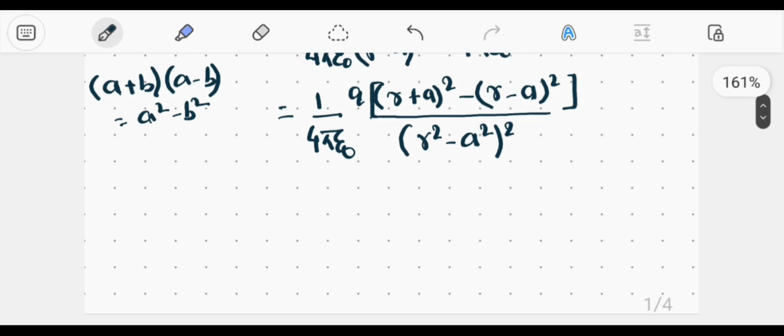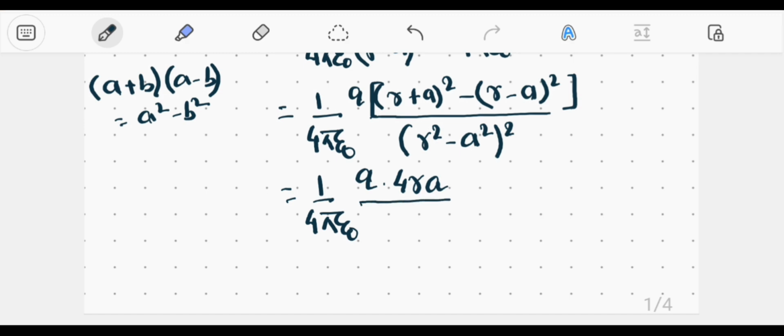If we move further, we will again find 1 by 4 pi epsilon naught Q. If we solve (r plus a) whole square minus (r minus a) whole square, from (a plus b) whole square, that is a square plus b square plus 2ab, and (r minus a) whole square, that is a square plus b square minus 2ab, we come to the conclusion that we get 4 into ab. In the denominator we already have (r square minus a square) whole square. Let us consider this as equation 1.